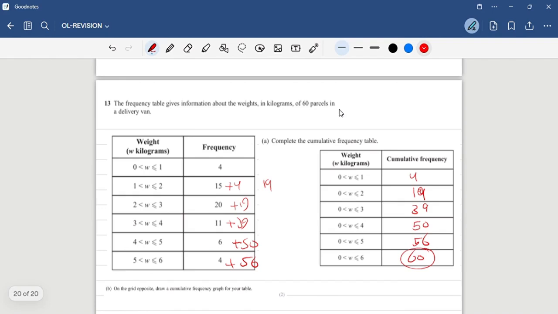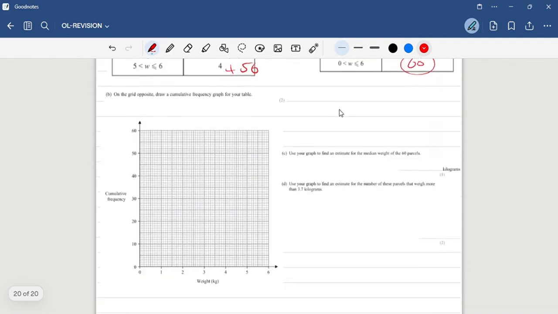Now, he said to draw the cumulative frequency graph for the table on the grid opposite. Of course, I will start with the first point. As long as the first point ends at 4, I will make this point here. The second point, for 2, ends at 19, so it will be directly before, because each line represents 1. 3 with 39, so 3 with 39 here, 1 before, and also 4 with 50, so 4 with 50 here, and 5 with 56, so 56, and 6 with 60.